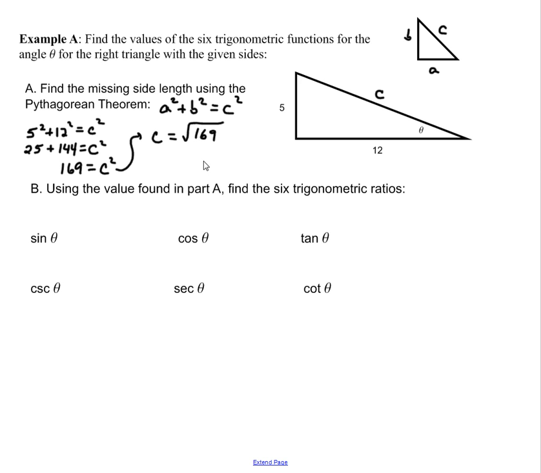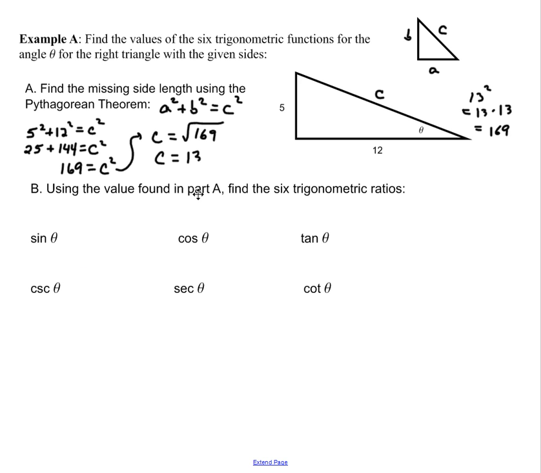Now, is this a number that we know? Well, let's think about it. It's definitely got to be bigger than 12, so perhaps 13. Does 13 fit the bill? Let's see. 13 squared is the same thing as 13 times 13. If we do our multiplication out, yep, sure enough, it comes out to be 169. So the length of side C, at least in this particular case, comes out to be a nice even length of 13.